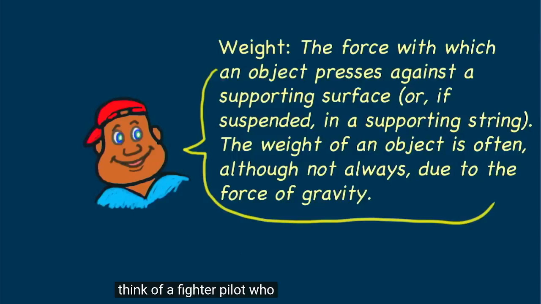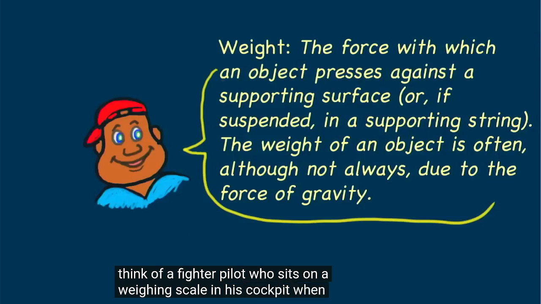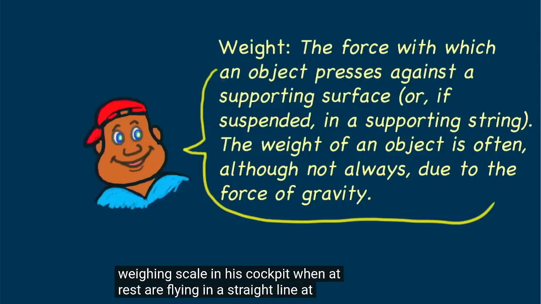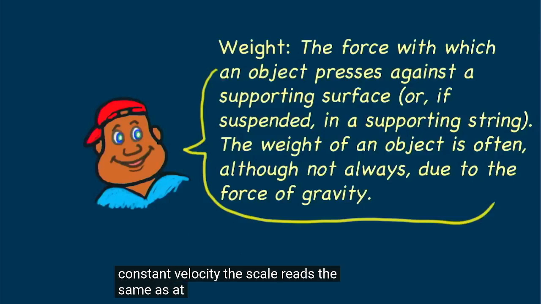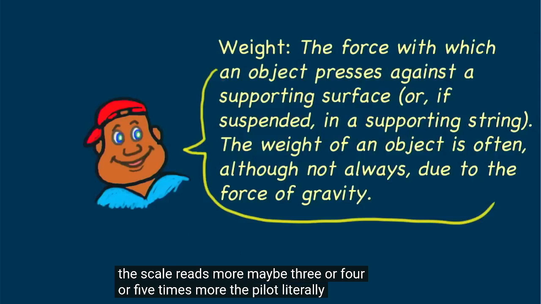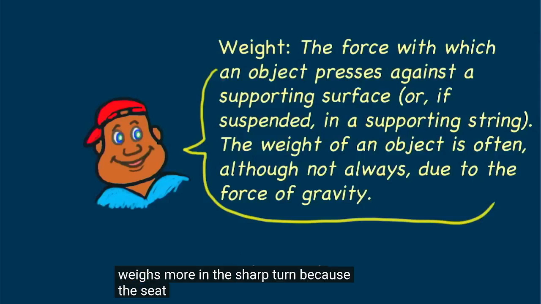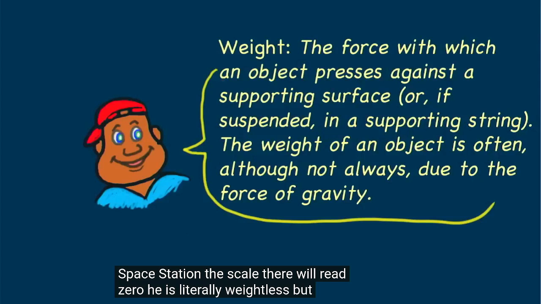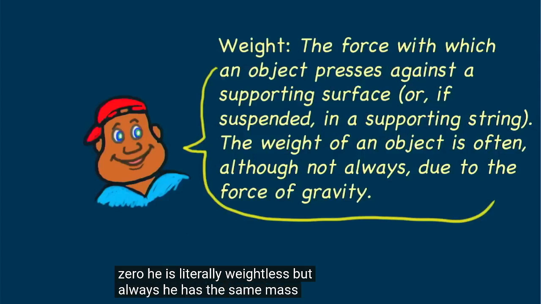Think of a fighter pilot who sits on a weighing scale in his cockpit. When at rest or flying in a straight line at constant velocity, the scale reads the same as at home on the bathroom floor. But if he enters a sharply banked curve, the scale reads more, maybe 3 or 4 or 5 times more. The pilot literally weighs more in the sharp turn because the seat supplies a greater support force. If he carries the scale with him for a vacation trip to the International Space Station, the scale there will read 0. He is literally weightless. But always he has the same mass.